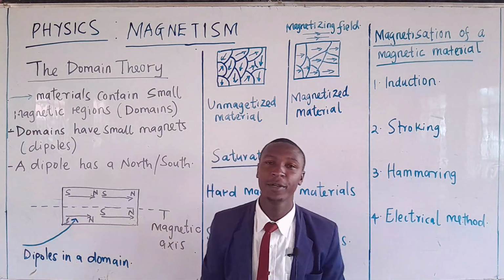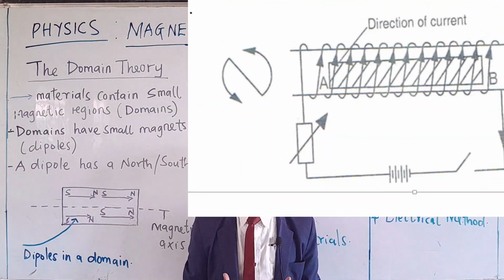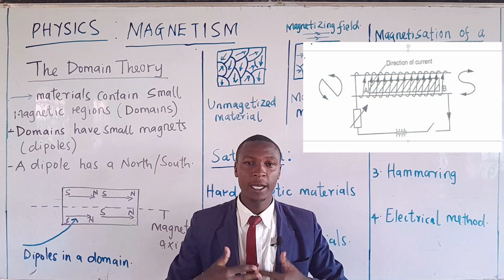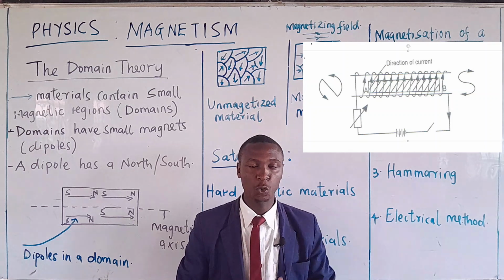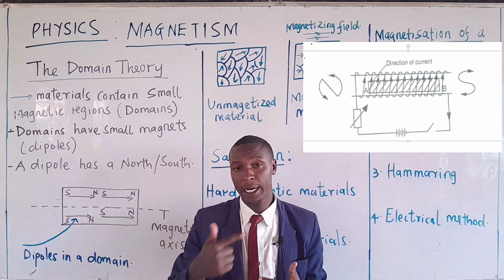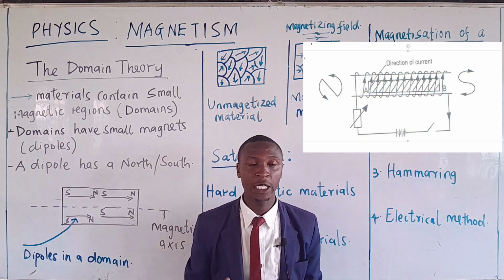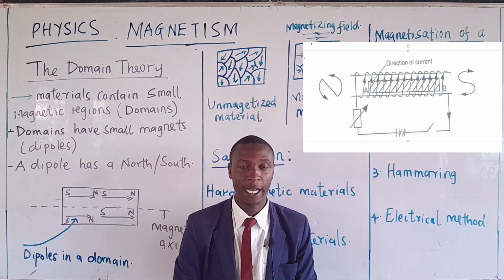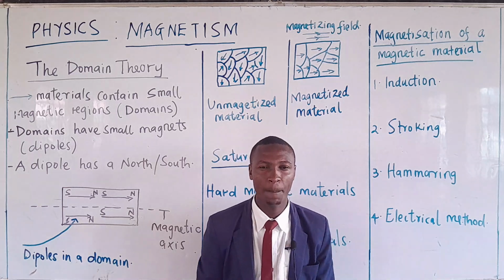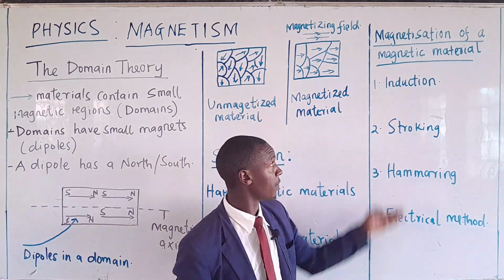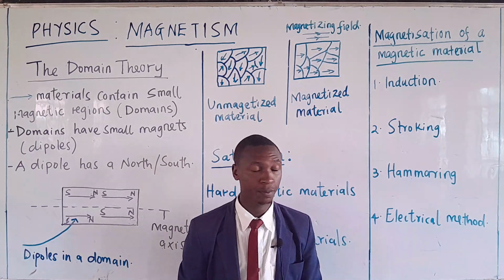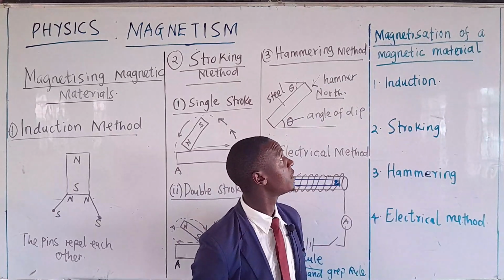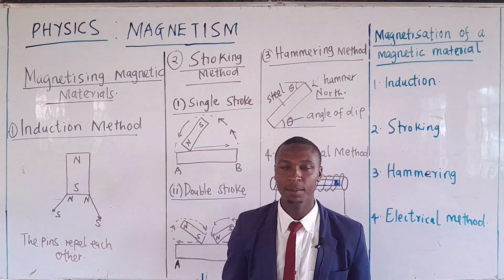Now we also have the electrical method. At the beginning of this topic, we explained that this topic deals with electricity and magnetism. If you introduce electricity to a given material, it can be magnetized using a solenoid. So we use a solenoid, connect power, then we have current flowing in a given direction. We can magnetize a given material using the electrical method. So let's go through each of these methods of magnetizing magnetic materials and explain how we can do it.